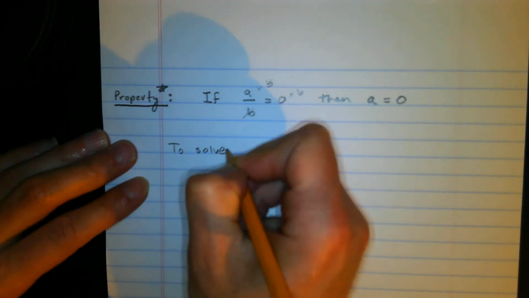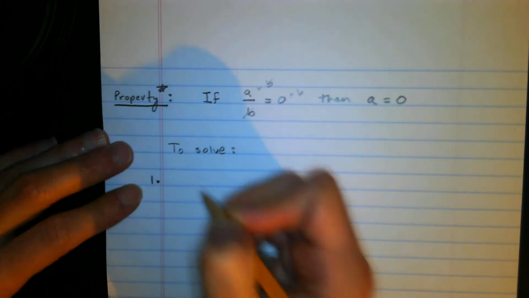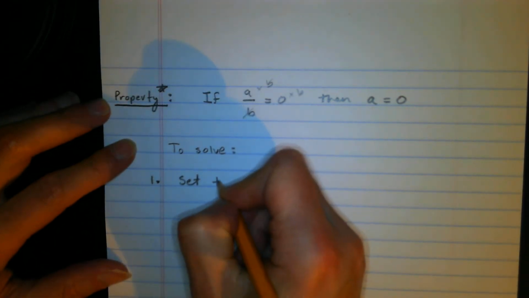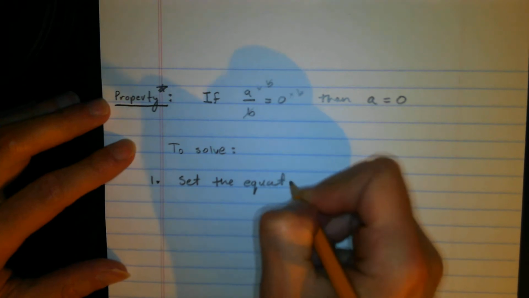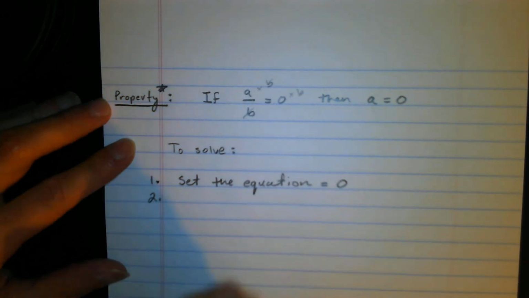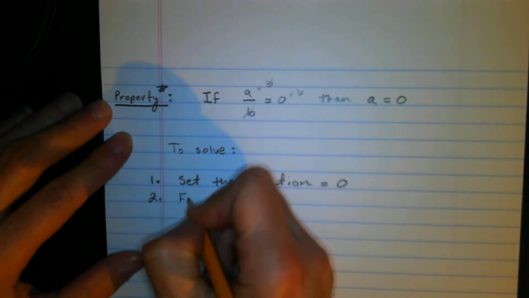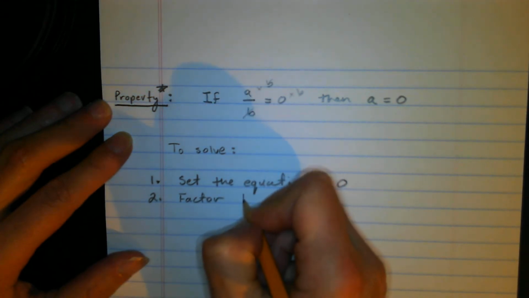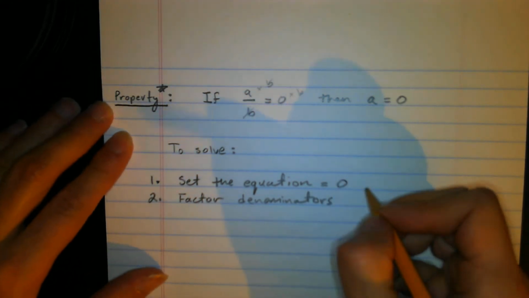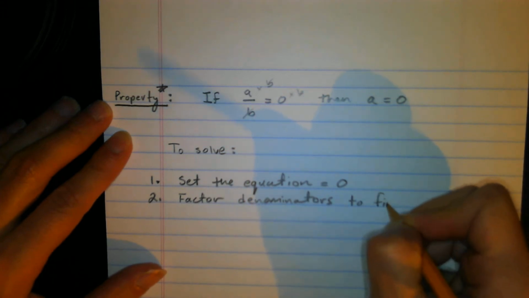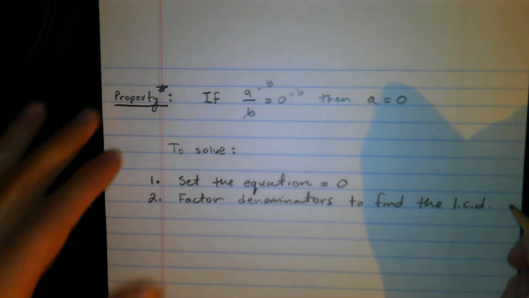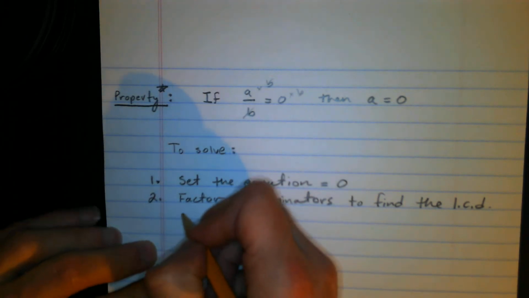To solve, I'll just put to solve here. I think we're all feeling pressed for time at this point, aren't we? 1, we're going to set the equation equal to 0, which just means we're going to move everything to one side. And then 2, we're going to factor the denominators to find the LCD and build up the fractions.